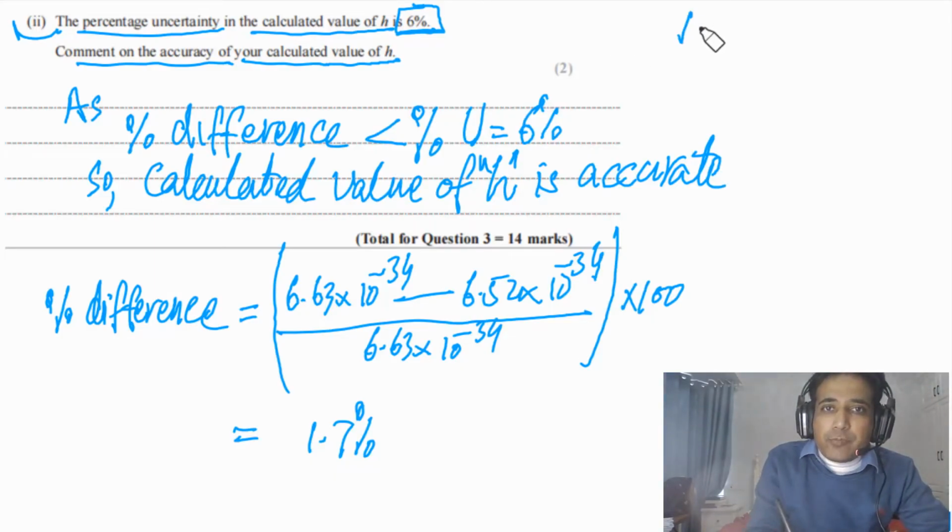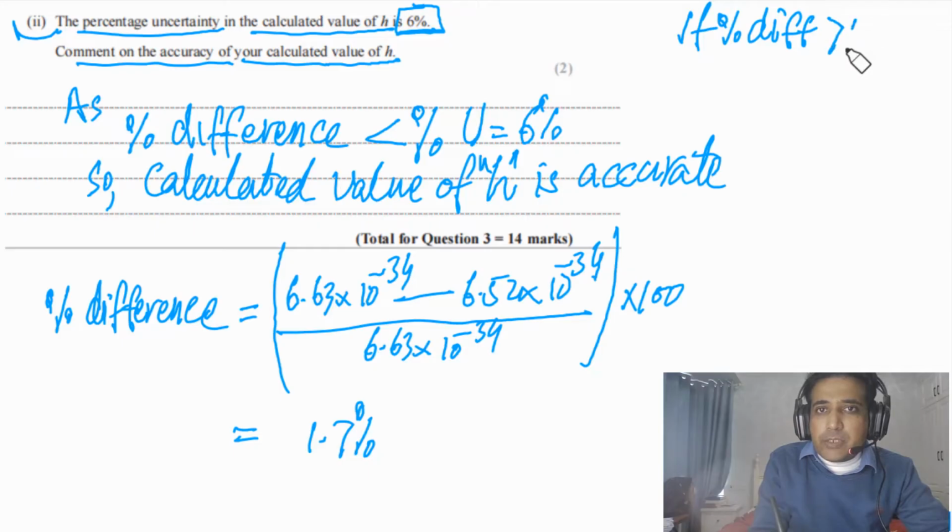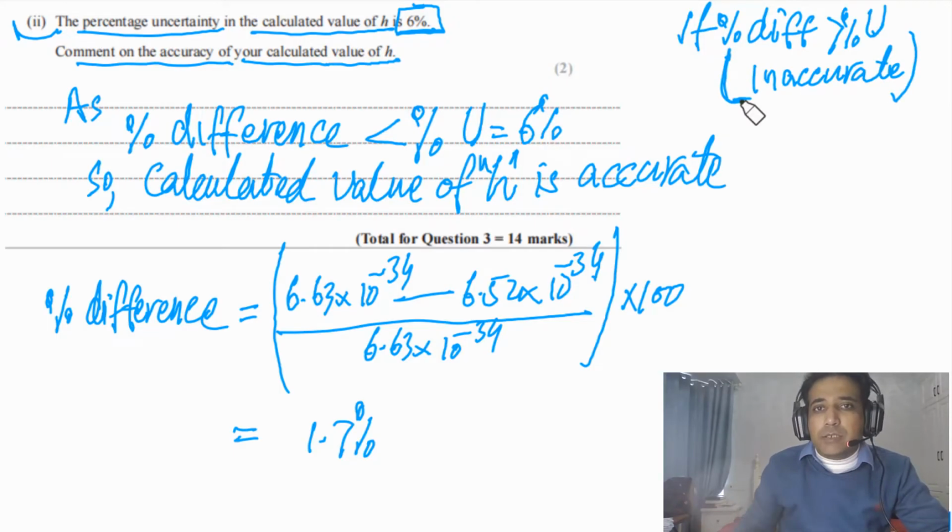But if the percentage difference is greater than the percentage uncertainty, it means it is inaccurate. So this is our criteria. I hope this is clear.